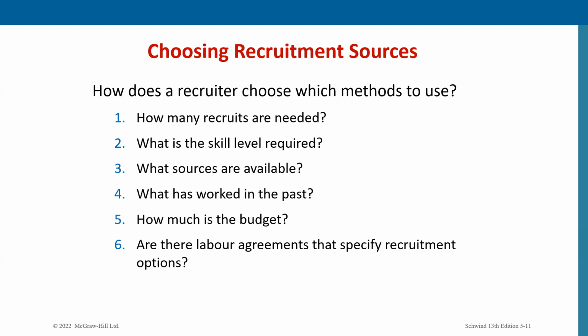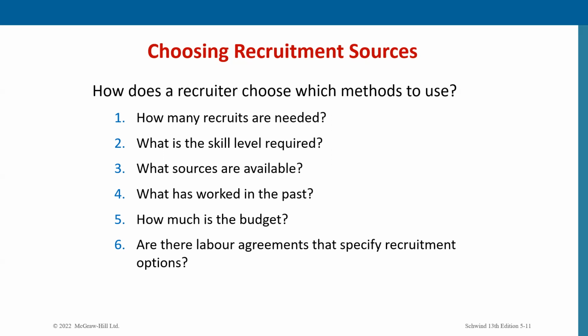That's a very good question. And companies, in order to select one method or a range of methods, they need to answer these questions. So question number 1, how many people are you going to hire? Number 2, what is the skill level at your company? Is it going to be for ordinary positions or do you need some specialists? What sources are available? So this is referring to your supply, internal or external.